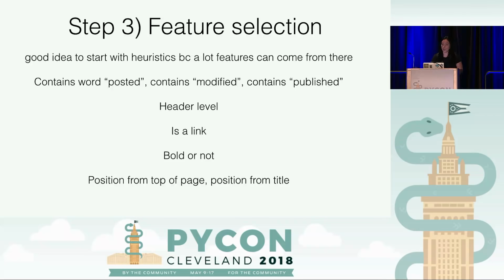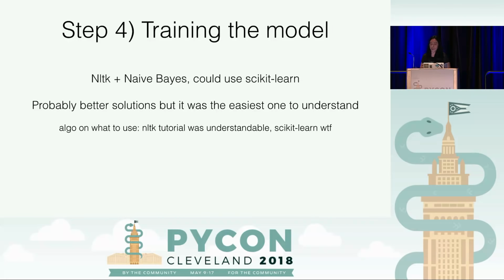So stuff like: contains the word posted, modified, published, the header level, is it a link, is it bold or not, that kind of stuff. Pixel distance from top of the page. Then you train the model.